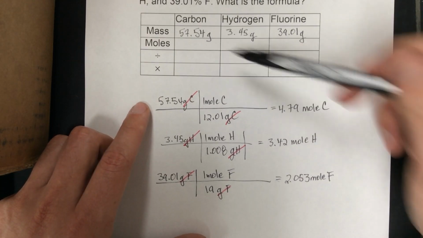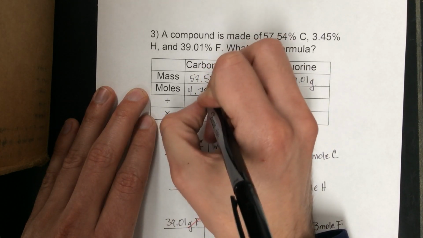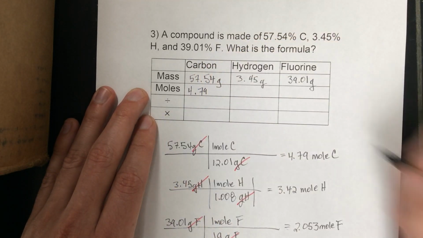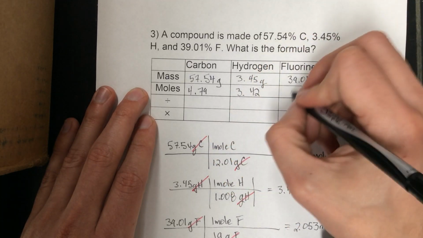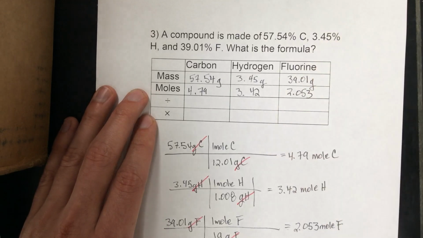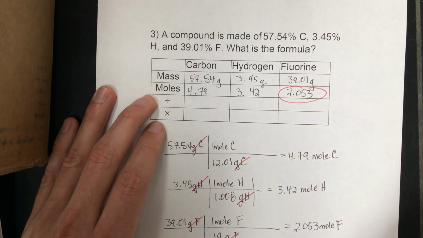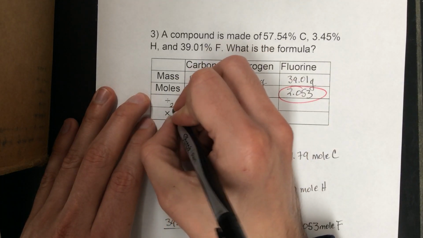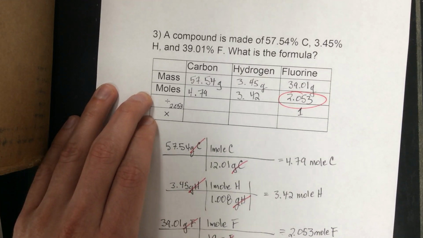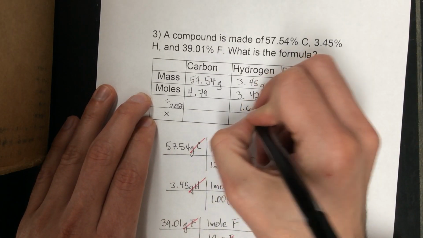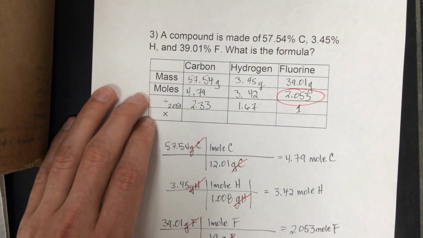I've done all my conversions. I can transfer back to the table. 4.79 moles of carbon, 3.42 moles of hydrogen, and 2.053 moles of fluorine. So of these numbers of moles, 2.053 is the smallest. So I'm going to be dividing by 2.053, which means this is going to be 1. This is going to be 1.67, and this is going to be 2.33.